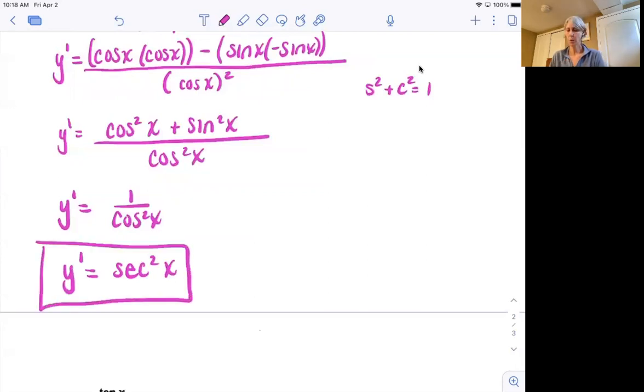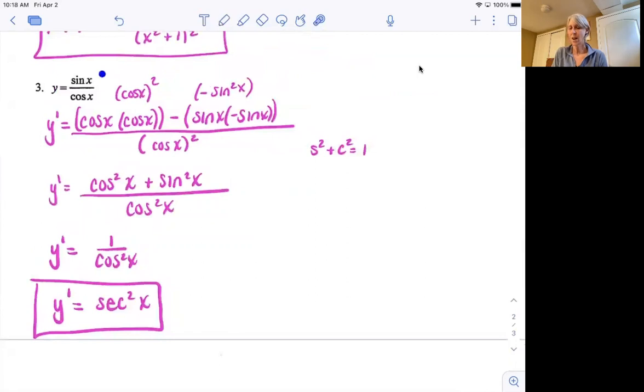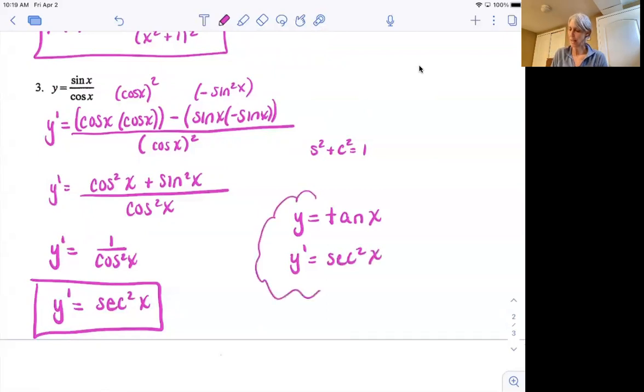Now let's just stop for a moment. What's another way we can write this function? Isn't sine over cosine the same as the tangent function? So if y equals tan x, y prime equals secant squared x. And this is going to be a rule that we're going to add on kind of next year. Okay. But again, we just got a rule. So if you ever forget your derivative rules, you can always derive them.